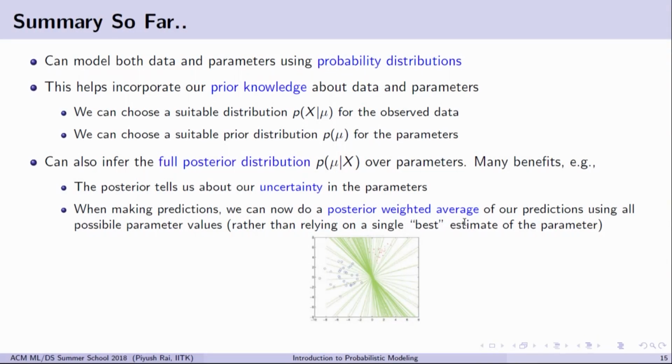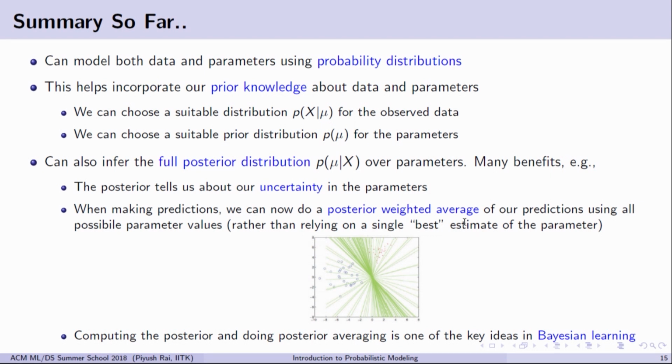But as we will see later on, if we take a probabilistic approach, we can learn a full distribution over hyperplanes. Rather than trusting a single hyperplane, we can get a full distribution over all possible hyperplanes, and we can average our predictions using all these hyperplane predictions. So we can actually get a posterior weighted average prediction.